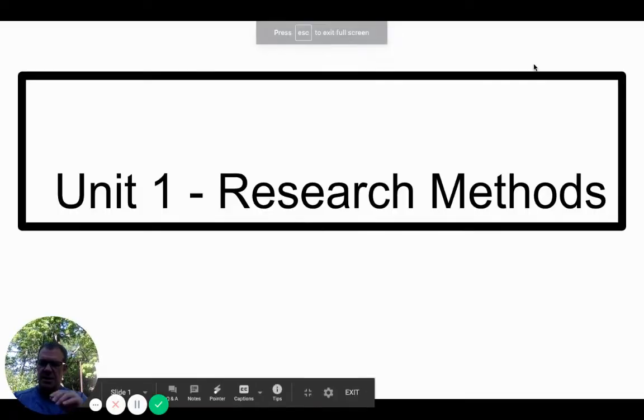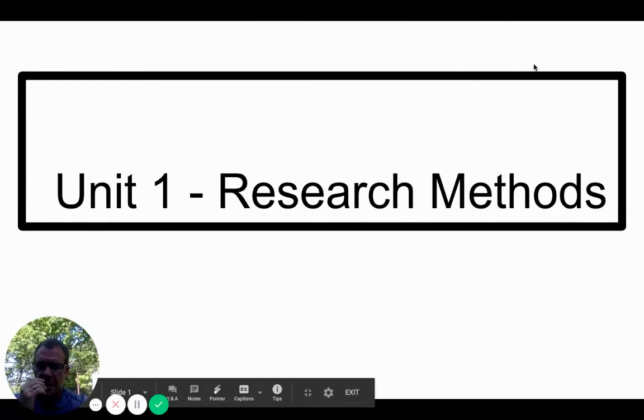Okay, let's talk about chapter one. So chapter one is about research methods. It's going to look into psychology as a science, and we're going to look at different types of research, the application of research, and ethics that are found in psychological research.